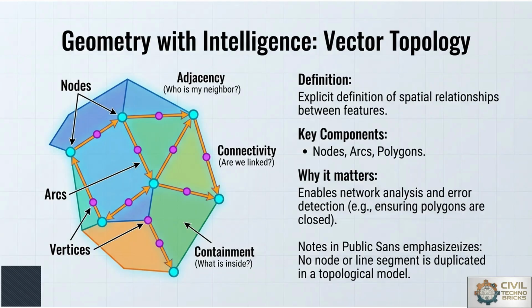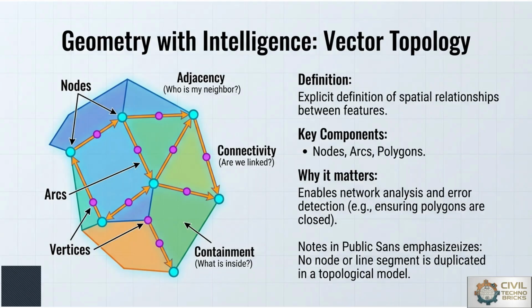Likewise, the geometry of integrity, or vector topology, we can check by using the key components: nodes, arcs, polygons, etc. So why it matters, or what is the importance of the geometry of vector topology, is that it enables network analysis and error detection. So we can detect the error so that we can move forward to neutralize that error.